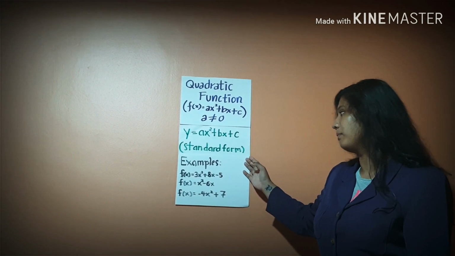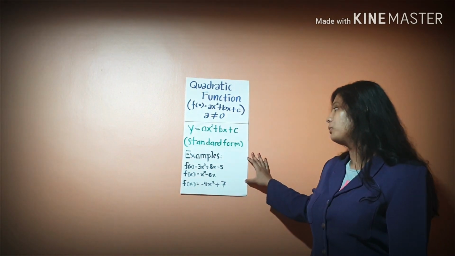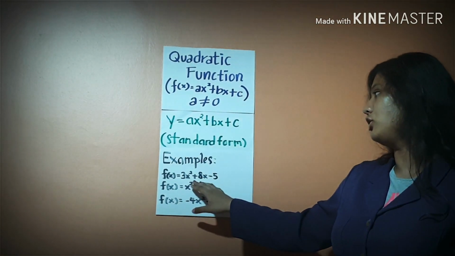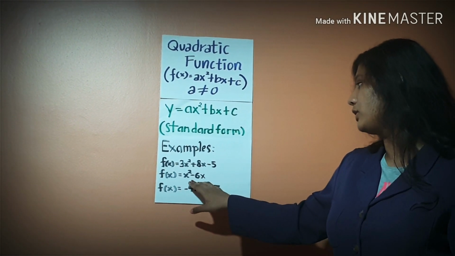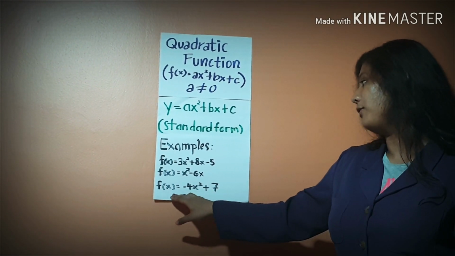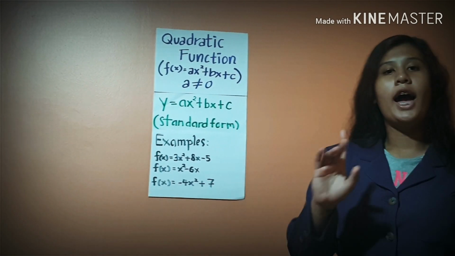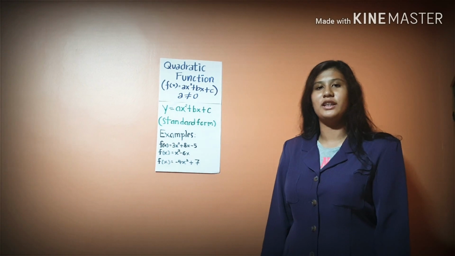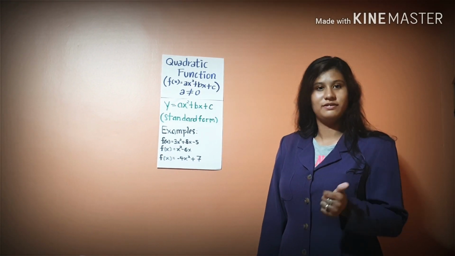I have a couple of examples here of quadratic functions, which are f of x is equal to 3x squared plus 8x minus 5, f of x is equal to x squared minus 6x, and f of x is equal to negative 4x plus 7. Now, I have a few students who are here to present a few knowledge about the quadratic function.